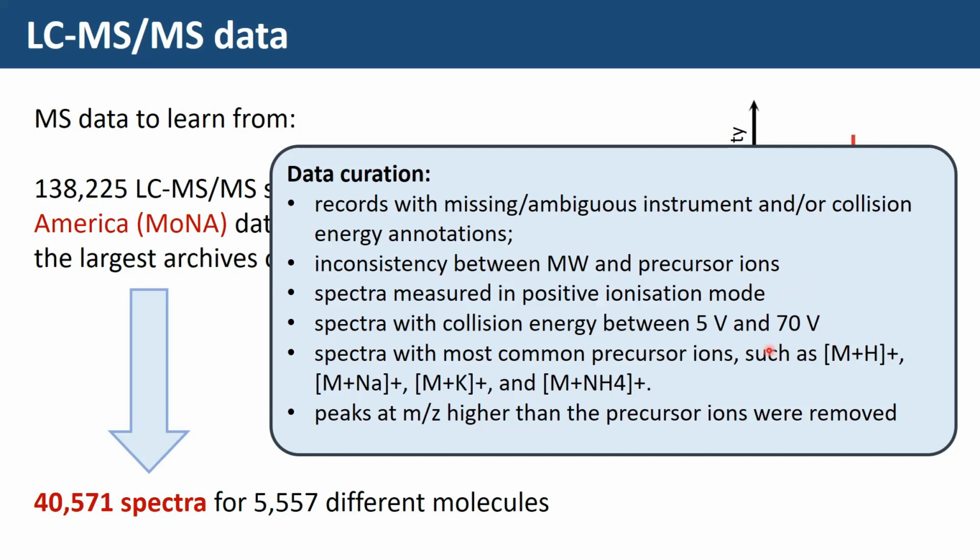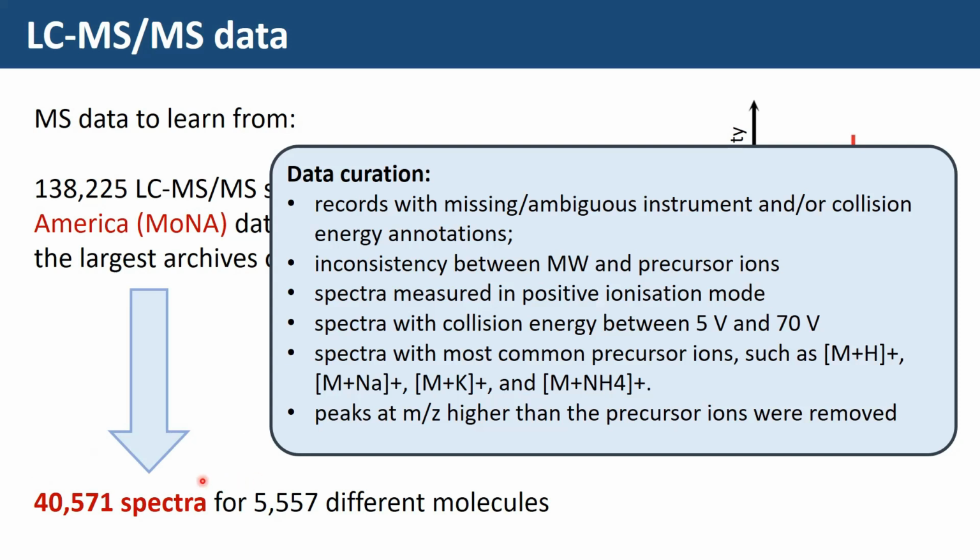And then we did also other curation steps. We retained just spectra with the most common precursor ions. And if we found peaks at m/z higher than the precursor ions, then we removed those peaks. Okay, so finally, we retained a data set including 40,000 spectra, more or less.